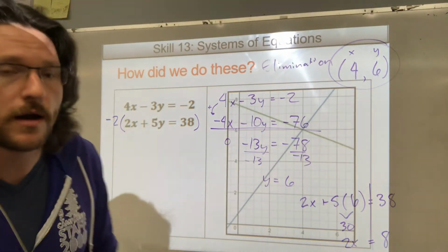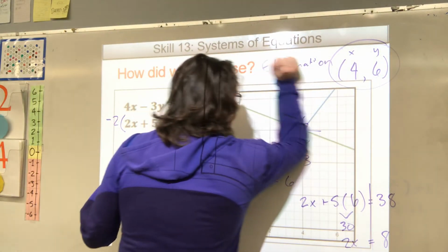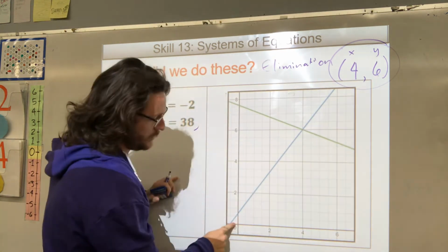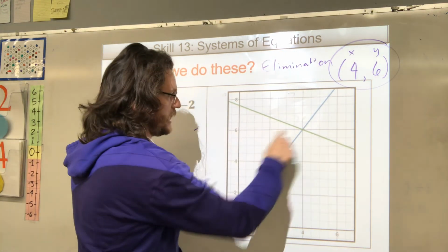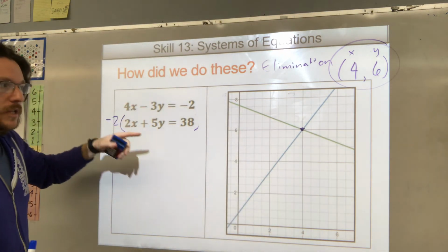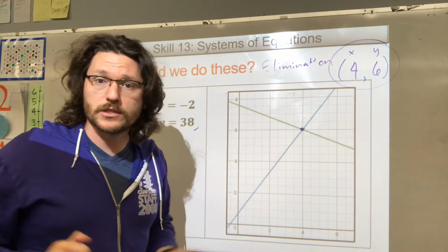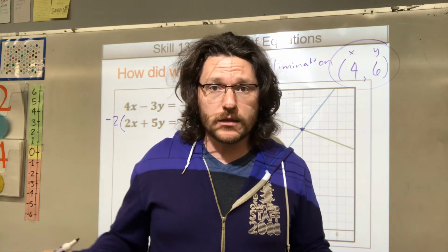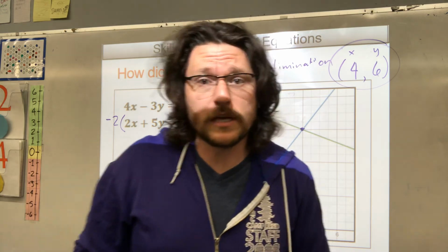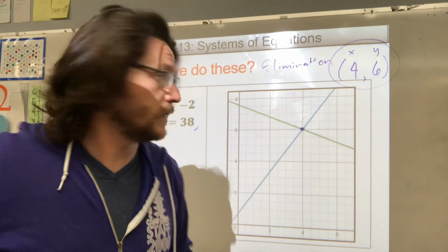And same thing as before, if we look at a graph, what we should see is at the point 4, 6, our two original lines are going to cross, right? So we can solve these problems, even when they get a little harder, using elimination, kind of a different solving strategy.